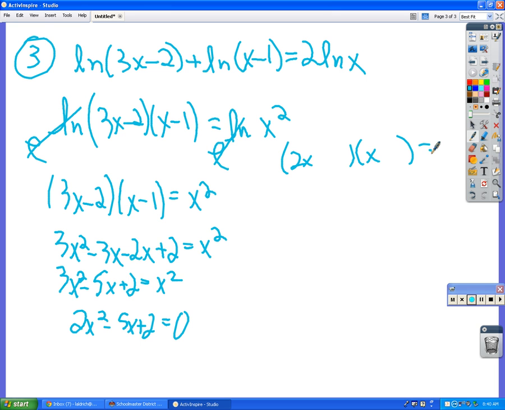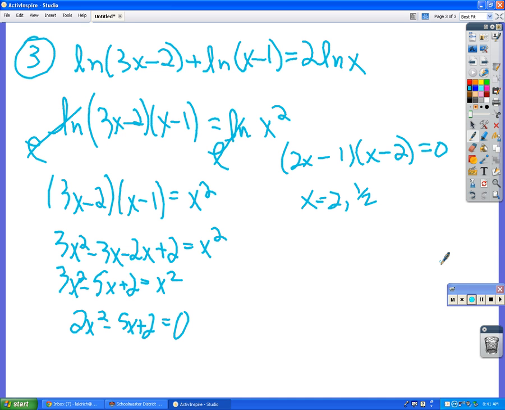Just trying to find the value of x. Okay, so you can factor that into 2x minus 1 times x minus 2, which means that x equals 2 and also 1/2. Or you can just plug in a equals 2, b equals negative 5, and c equals 2 in your calculator and get the same answers. No, that's not a coincidence. That's a thing.